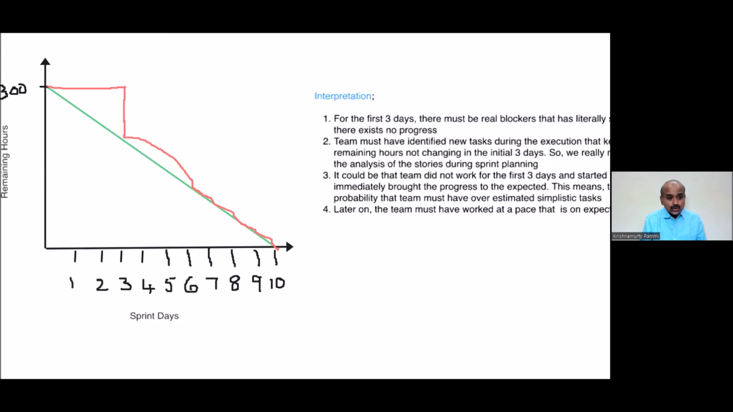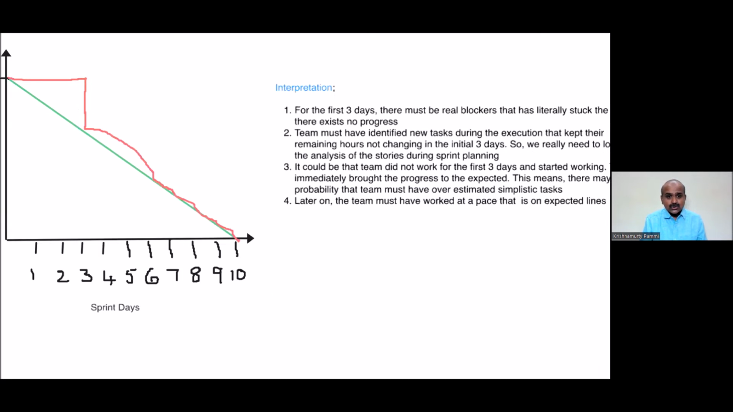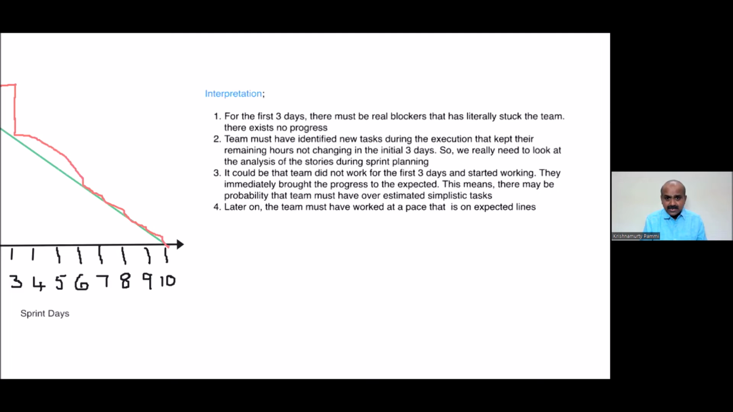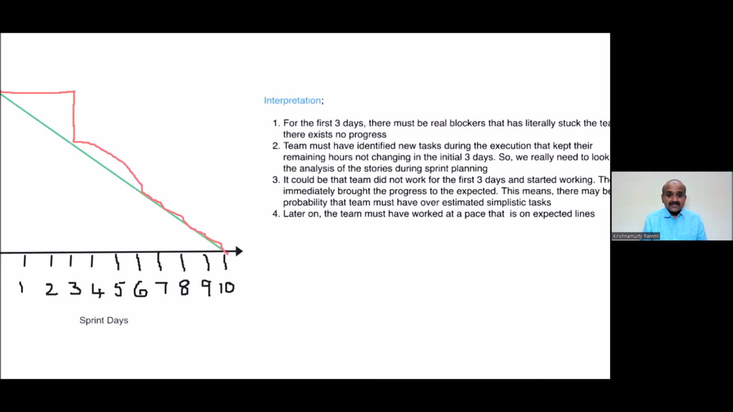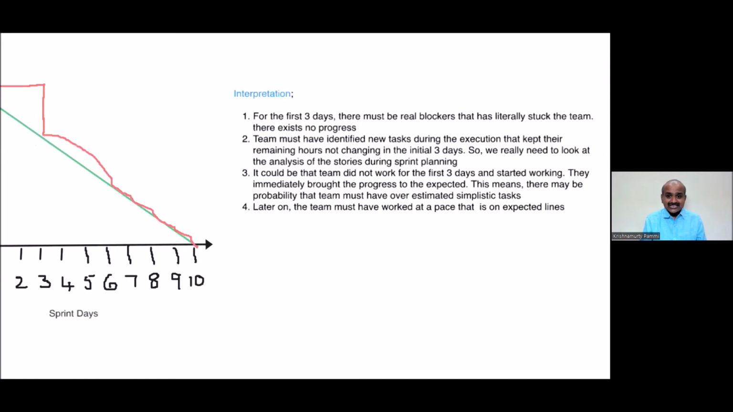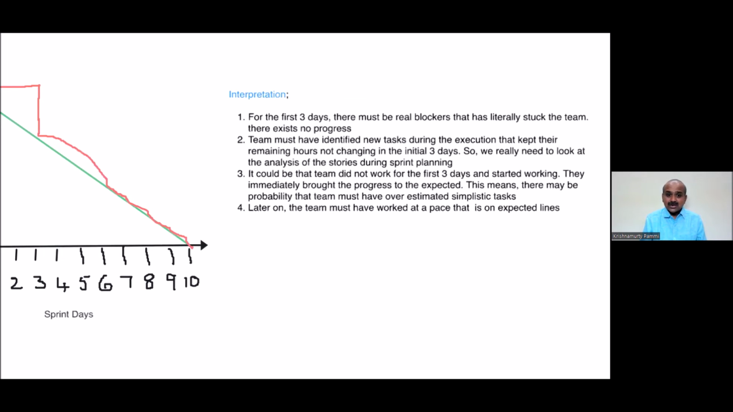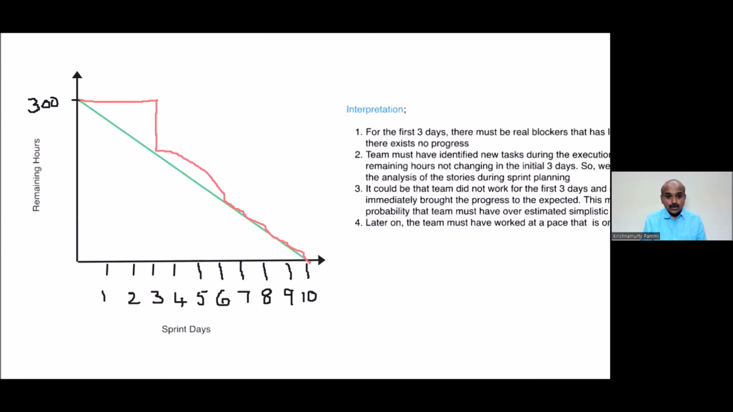Okay. Or it may so happen that they're completing their planned tasks, but new tasks are getting added in their course, because of which overall remaining effort remains the same. That means there's a problem with the analysis. So if you see, for the first 3 days, there must be real blockers that have literally stuck the team. There exists no progress. That's how it shows. Or the team must have identified new tasks during execution that kept their remaining hours not changing in the initial 3 days. So we really need to look at the analysis of the stories during sprint planning. So did they do analysis properly or not?